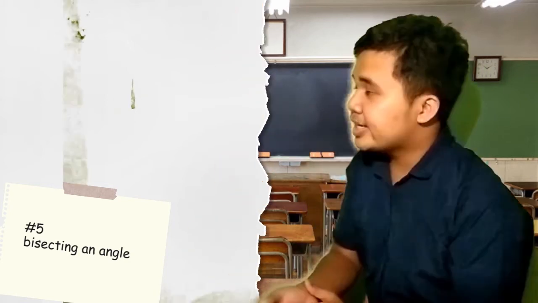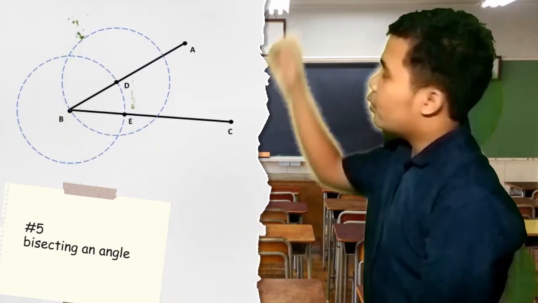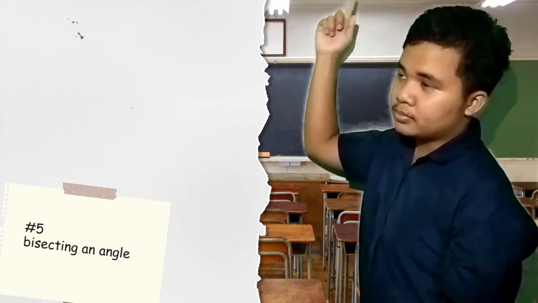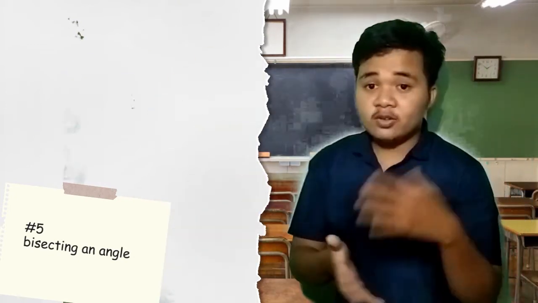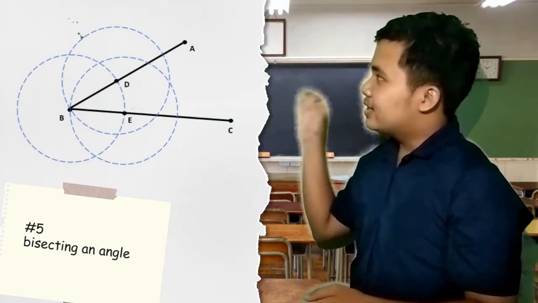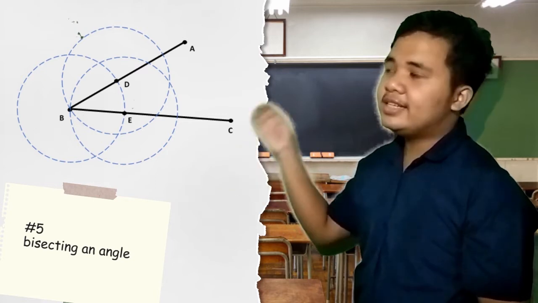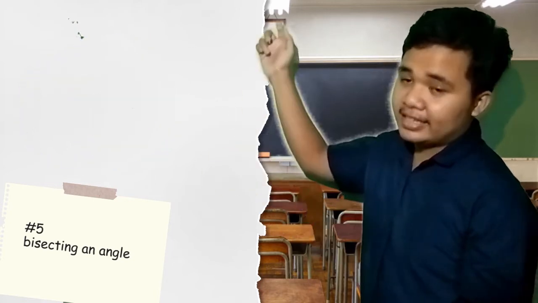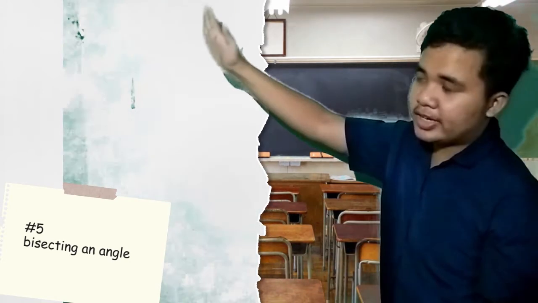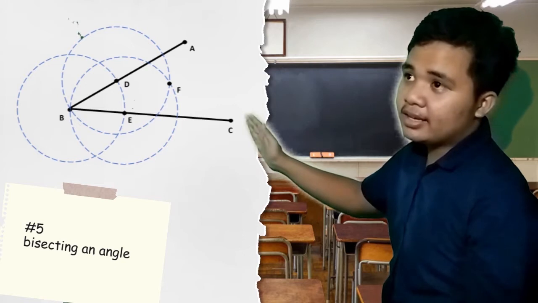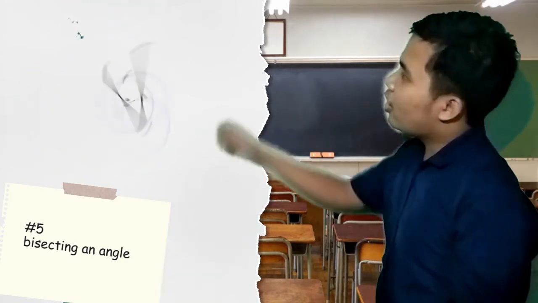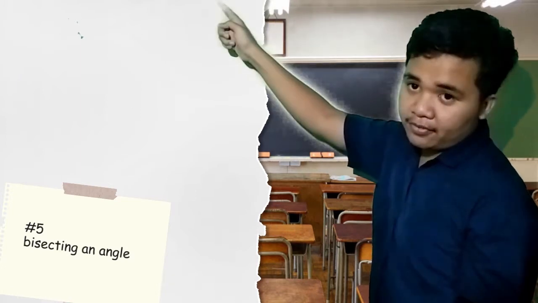Now, create a circle at point D. Then make another circle at point E, with the same radius as the circle at point D. The two circles created at point D and point E will intersect at one point. We call it point F.